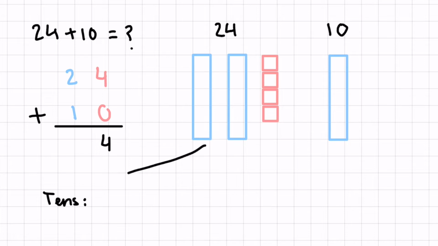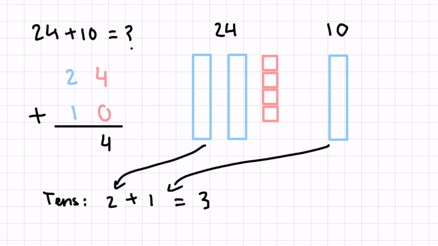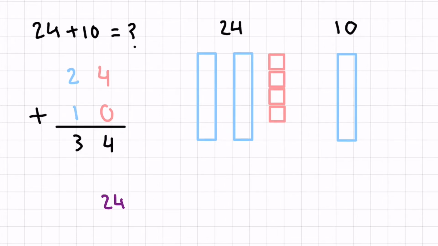For the tens place, we have 2 from 24 and 1 from 10. So what is 2 plus 1? That's right, it's 3. We can write 3 down. 24 plus 10 is 34.